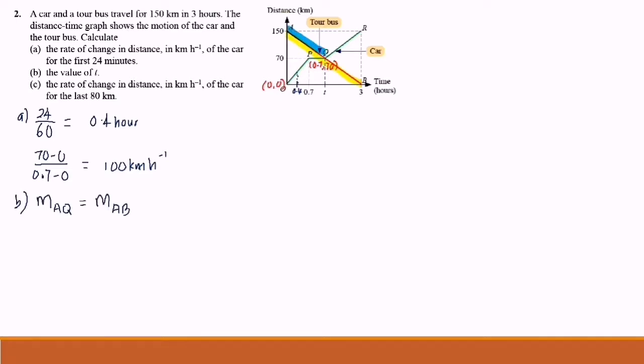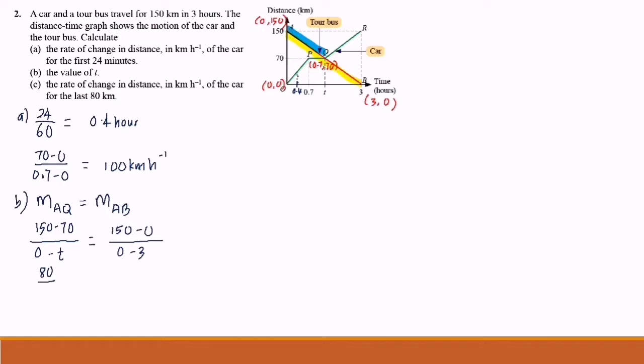So before we find the gradient of AQ and AB, we write the coordinates first. Coordinate for point A is 0, 150. Coordinate of B is 3, 0. Gradient of AQ, 150 minus 70 over 0 minus t, equals gradient of AB, 150 minus 0 over 0 minus 3.